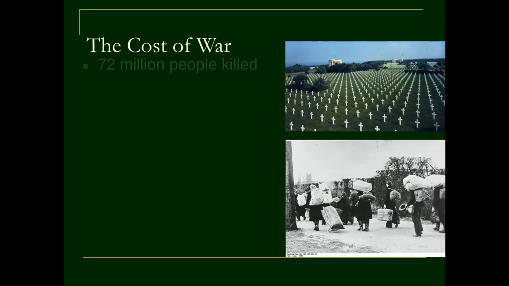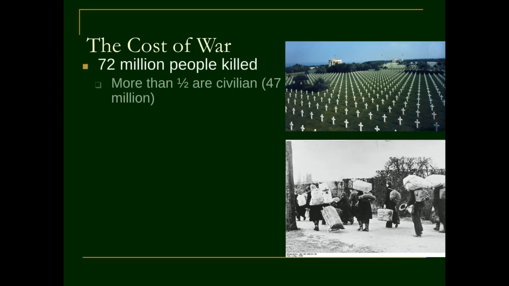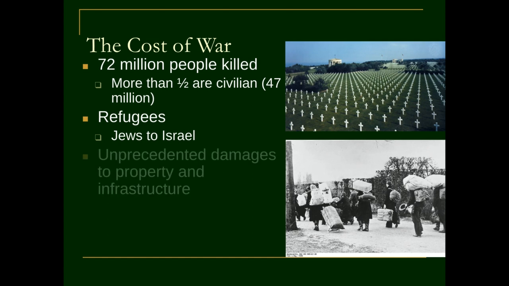The cost of the war: 72 million people were killed. More than half are civilian, 47 million civilians. Civilians mean people that aren't involved in the military. There were a lot of refugees after World War II. Refugees are people without homes. Some of these refugees were Jews, and eventually they went to the new state of Israel in the Middle East.